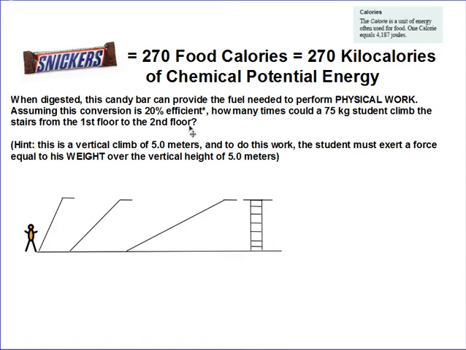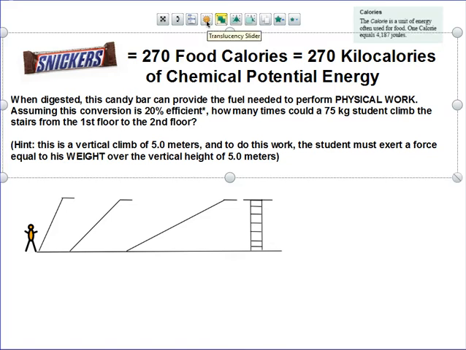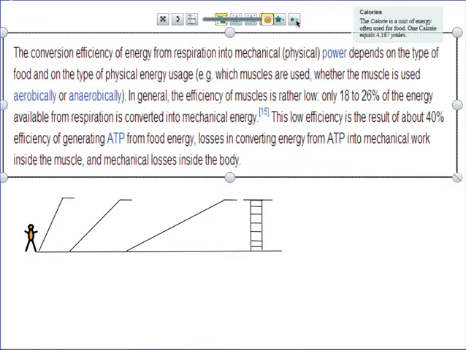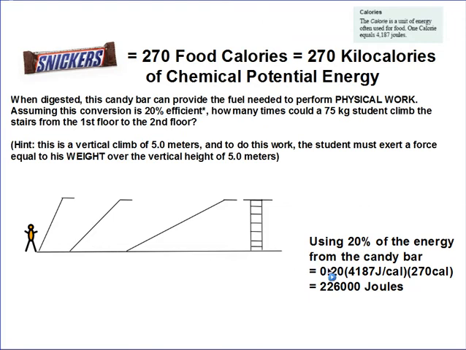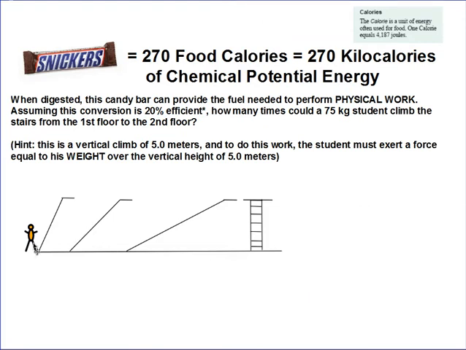I can actually convert about 20% of it. I'm not completely efficient. If you're really interested in reading about how the body converts that, you can pause it, read through that, and it gives you some information. Otherwise, let's jump right into this. So how many times can a 75 kilogram student climb the stairs from the first floor to the second floor? Now the stairs are 5 meters up. We have four different scenarios we can go through.